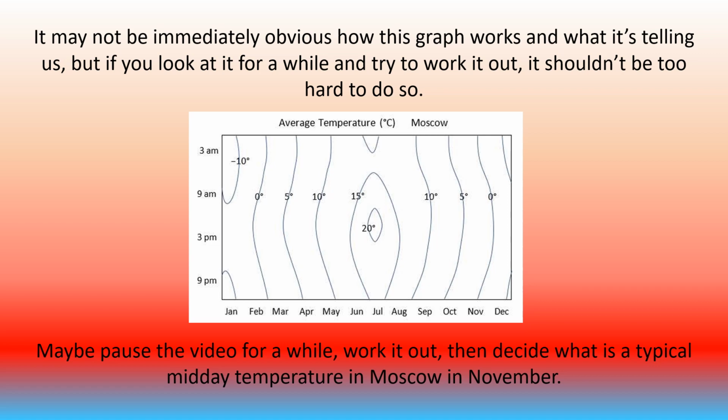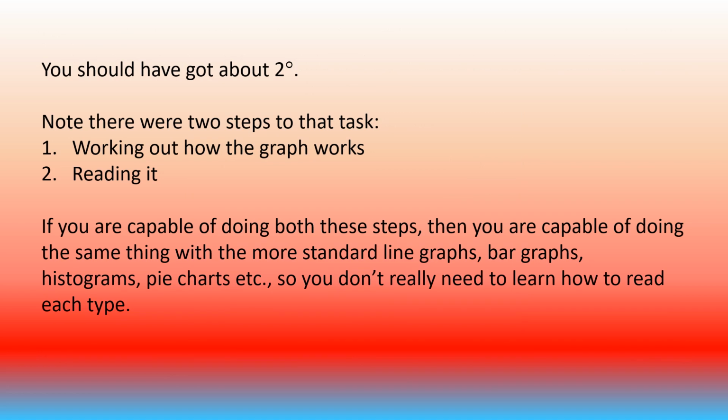It may not be immediately obvious how this graph works and what it's telling us, but if you look at it for a while and try to work it out, it shouldn't be too hard to do so. Maybe pause the video for a while, work it out, then decide what is a typical midday temperature in Moscow in November. You should have got about 2 degrees.